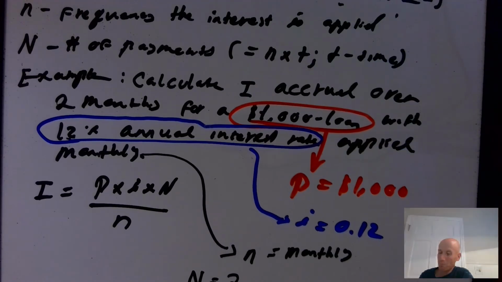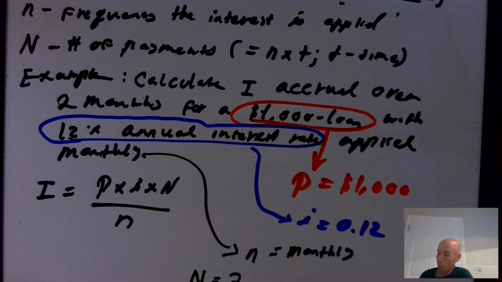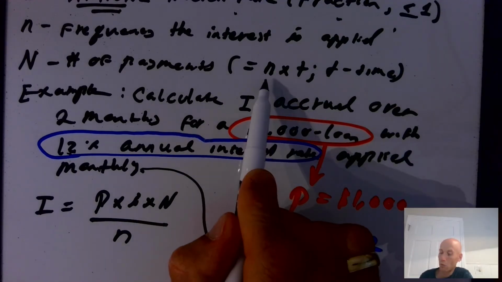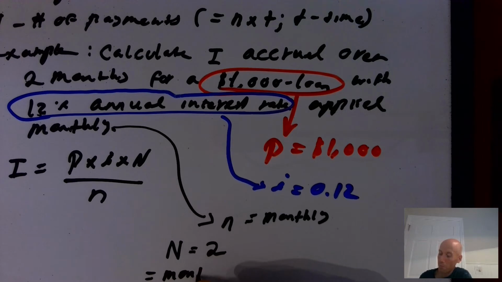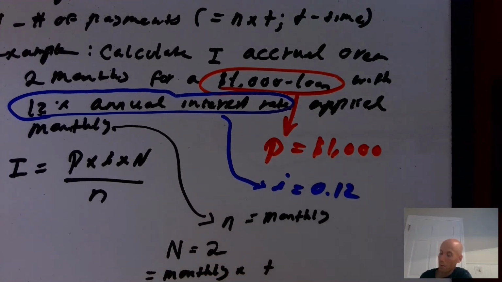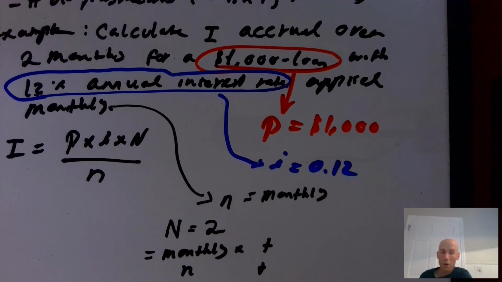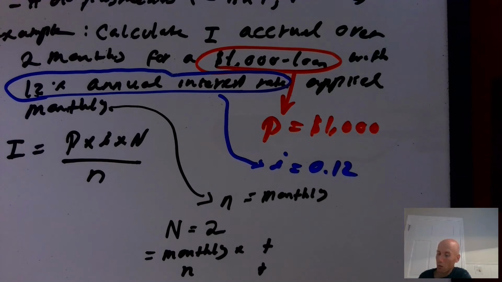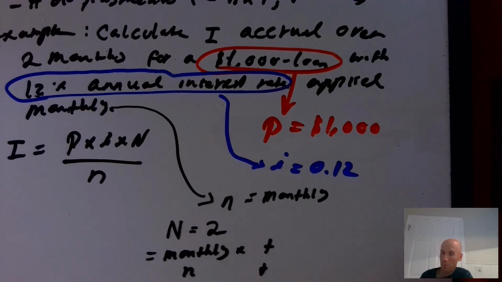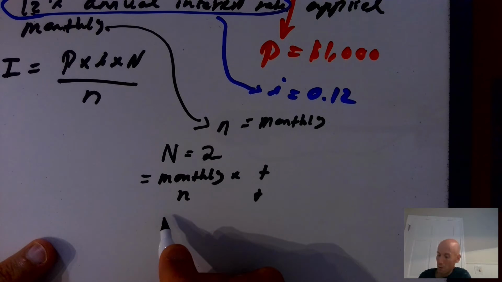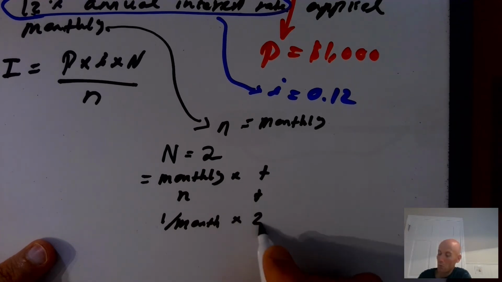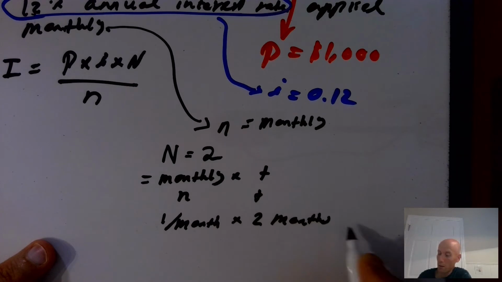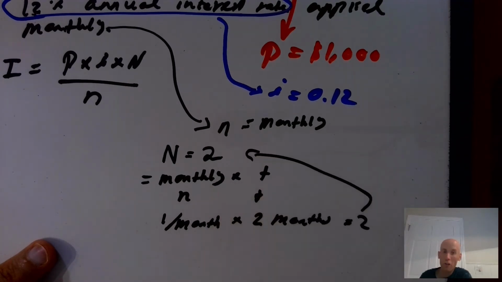If you don't trust yourself, you can look back at the definition. Big N is equal to little n times the time, t. Little n is monthly, times the time. The time it took to pay this off is 2 months, and this is per month. So it's the same. If you don't trust yourself, just work it out.